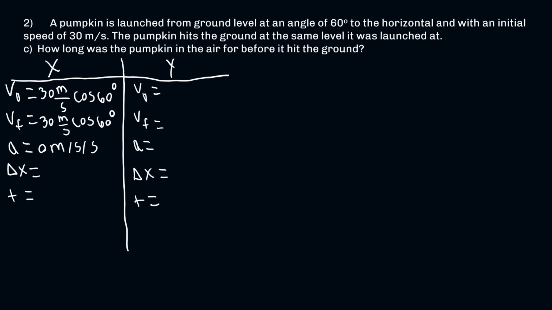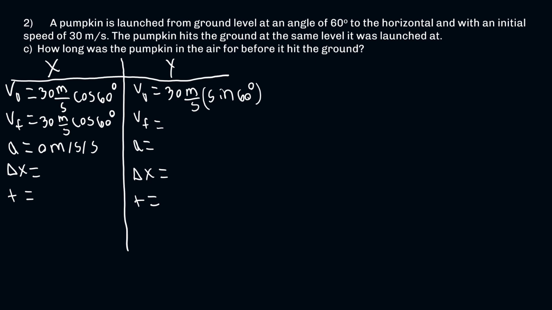For the y, if we use cosine for the initial velocity in the x, we're going to use sine for the initial velocity in the y direction. So we're going to have here 30 meters per second times sine of 60 degrees.